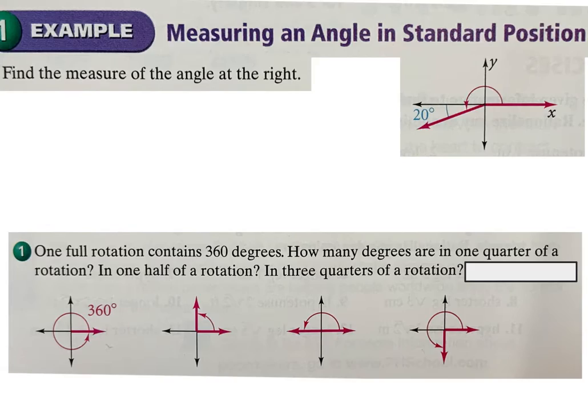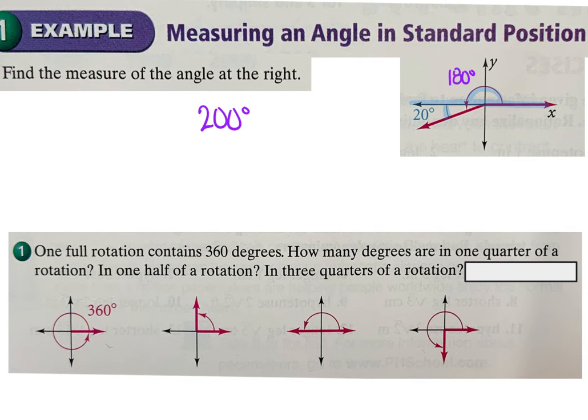So let's look at measuring these angles. Find the measure of the angle to the right. They have given us part of it. From here to here is 20 degrees. How does that help us? The straight line is what? This part of it is 180 degrees. We know that because a line is 180 degrees, half a circle. So how much is this whole angle? 200 degrees.